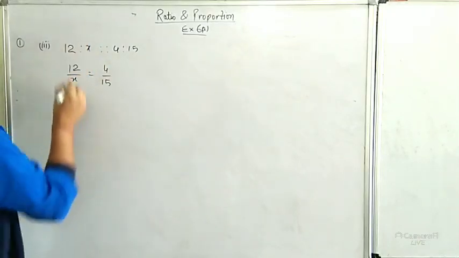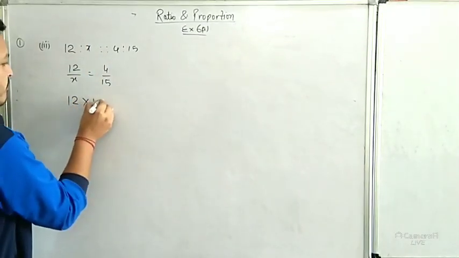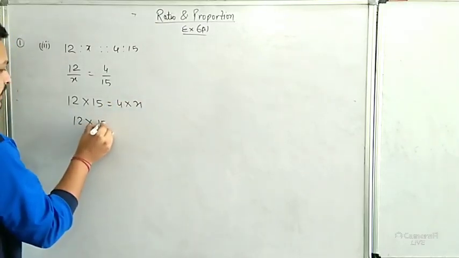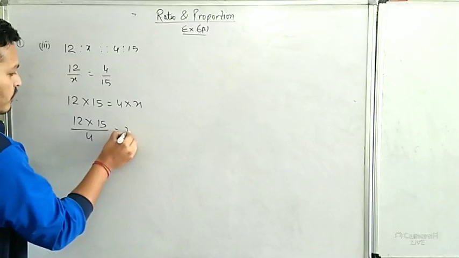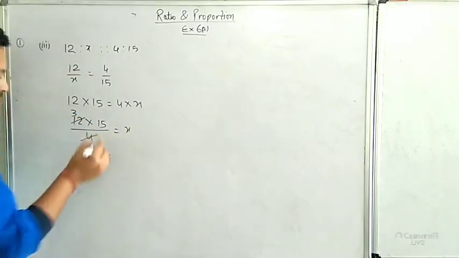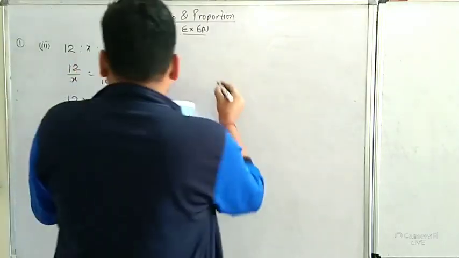So x is equal to, cross multiply. So 12 multiplied by 15 is equal to 4 multiplied by x. So 12 multiplied by 15 divided by 4 is equal to x. So 4 3 ja 12. So x is equal to 15 3 ja 45. It is the answer. Next, question number second.